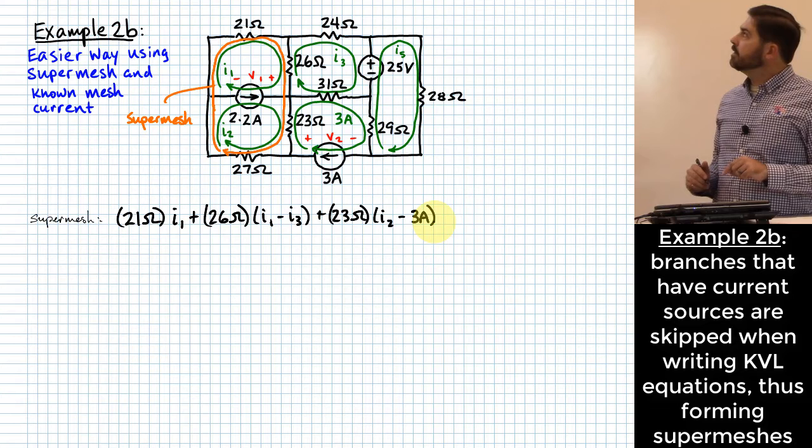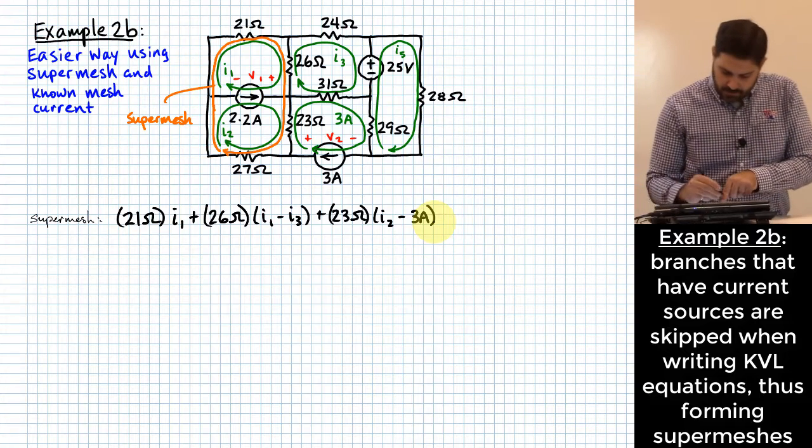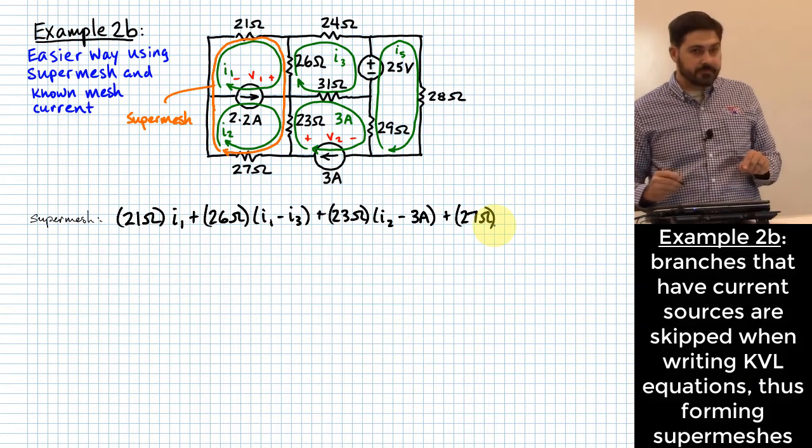All right? Now, does that get me, oh no, I've got one more piece, right? What do I do next? Okay, plus 27 ohms times what? I2.